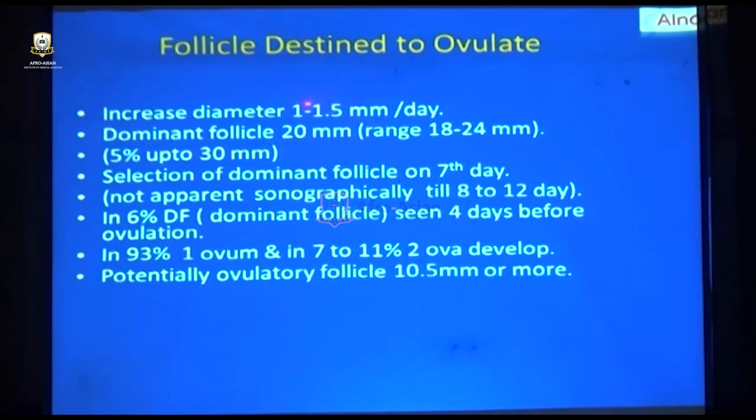The most important thing is the dominant follicle. The follicle which is about 20 millimeter in diameter is a dominant follicle. But it can range from 18 to 24 millimeter, and I have seen some patients up to 30 millimeter, provided you're following it from day one.